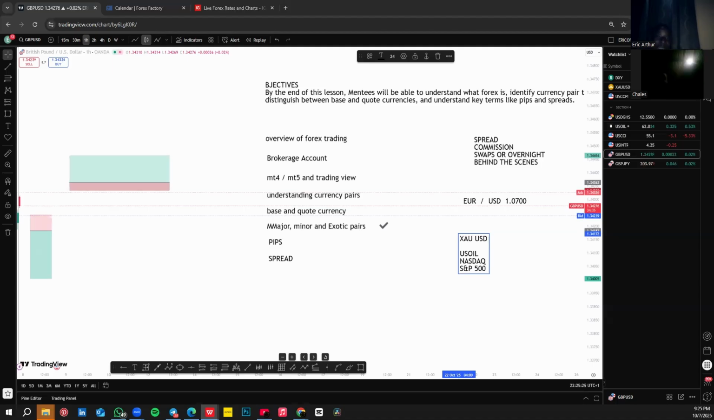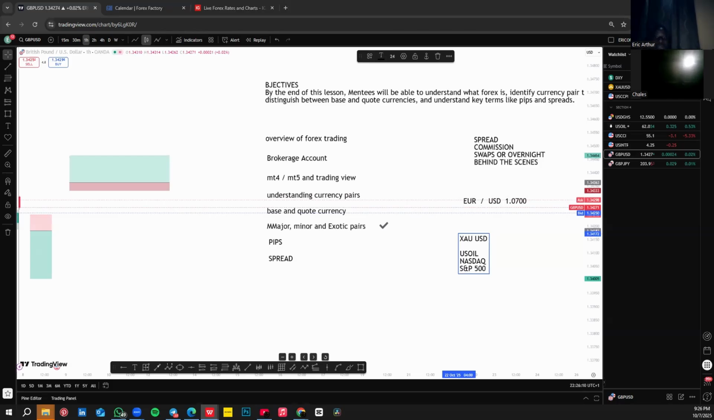But we are going in terms of indices. That's the Nasdaq and then the S&P. That one is indices. Indices are not a single asset, but rather a collection of stocks that represent a specific market or set of economy. So when you trade an index, you are speculating on the overall performance of all the companies within that index.